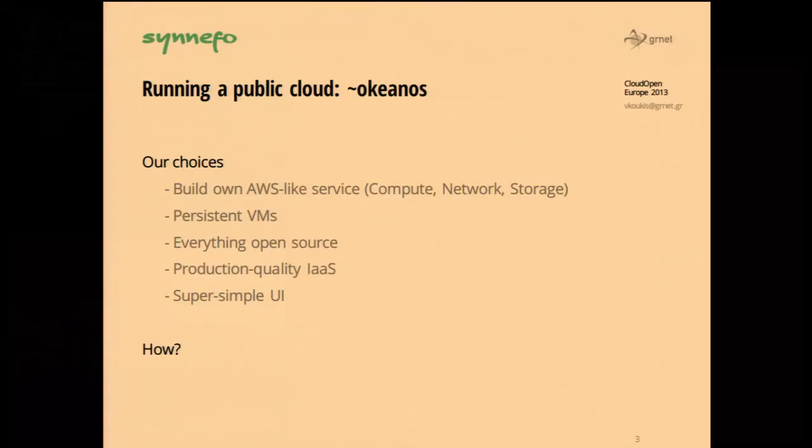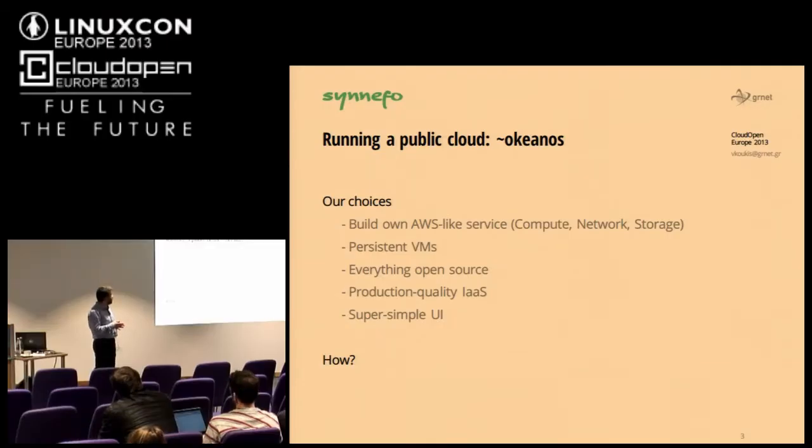So what were our choices in building the Okeanos service? We want to build an Amazon Web Services-like service. Provide compute capabilities, virtual machines, network capabilities, virtual Ethernet domains, storage capabilities, virtual volumes for these VMs. One important difference, which is not what most people expect from a cloud service, we wanted persistent VMs. VMs which would survive hardware failures. VMs which wouldn't be volatile, which would be there, which would live migrate between physical hosts, for example.